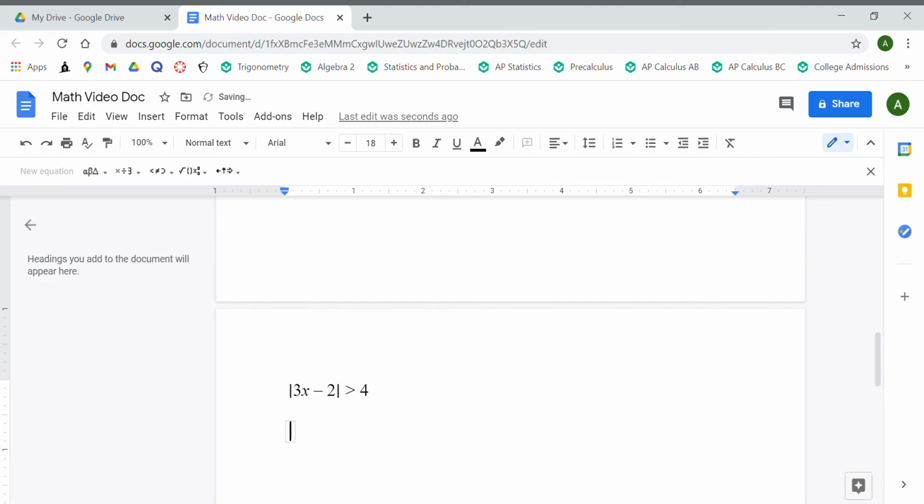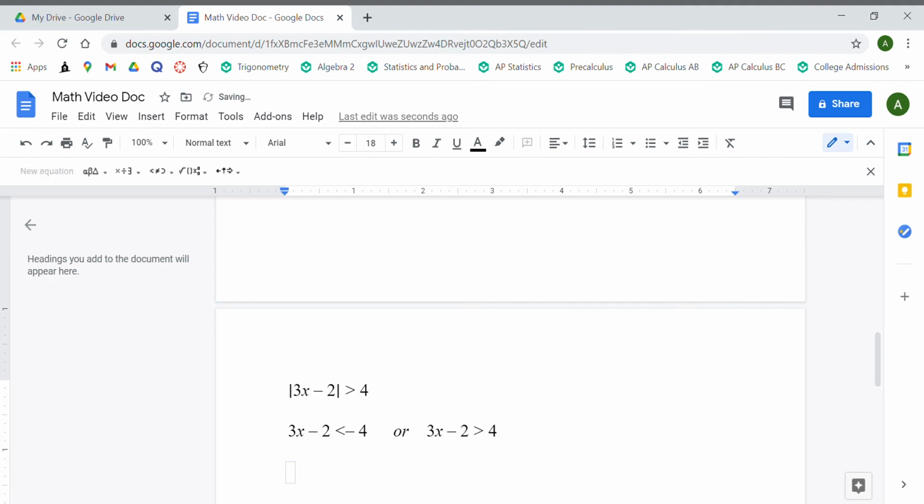Follow this rule right here. Alright, so we split this up into two parts. Flip the symbol, make 4 negative. Join the inequalities with the word or. x is greater than 4.